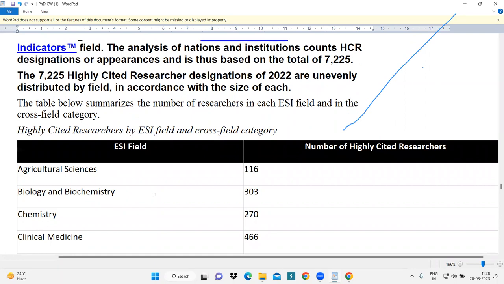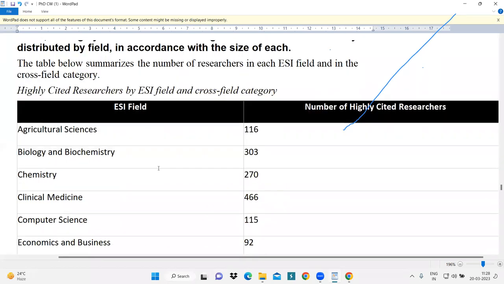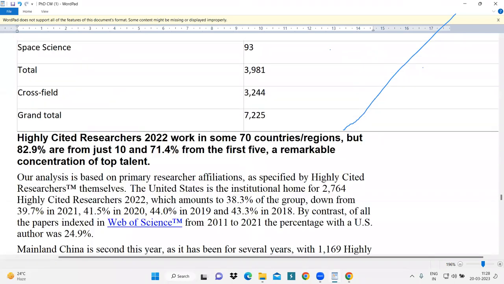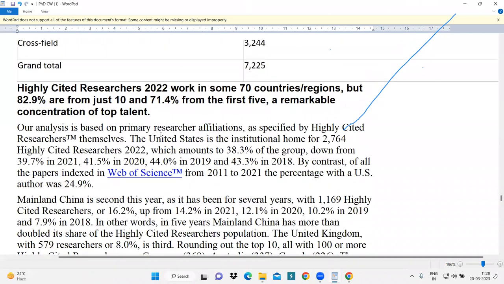So in case of science fields, subject-wise, in agriculture sciences they have a number of highly cited researchers, 116 researchers. In biology and chemistry, 303. Clinical medicine, 466. And so on. So the number of highly cited researchers in 2022, because we are preparing this data based on the previous year's records.